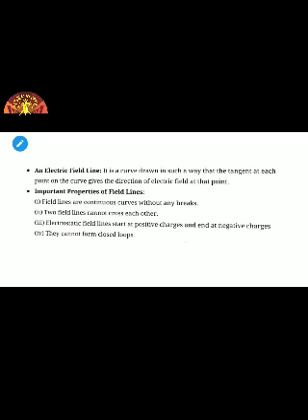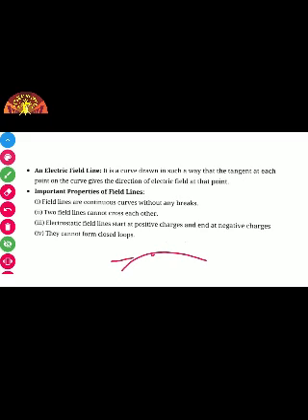I'll explain it to you. If you have an electric field like this, and you want to calculate the direction of electric field at a point, you have to draw a tangent over here. So this would be the direction of electric field at that particular point. Let's say this is point A. At point A, the direction of electric field would be in this direction, and the curve which we made is the electric field line basically.